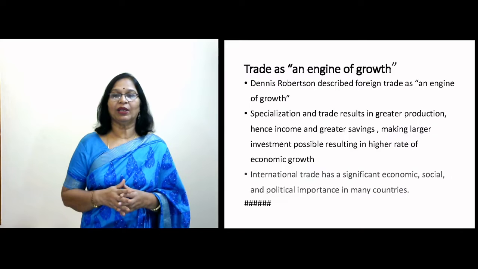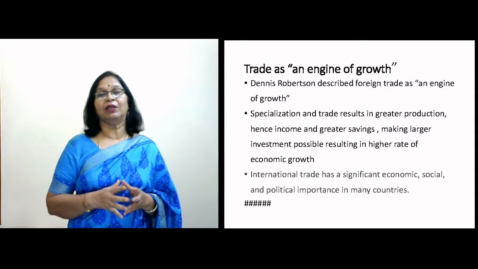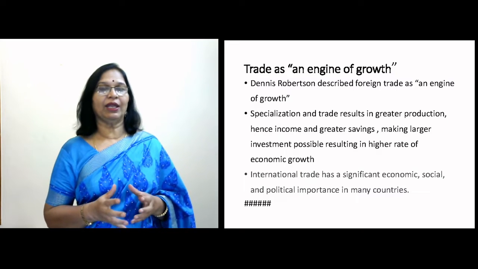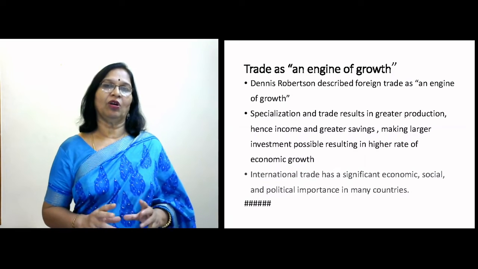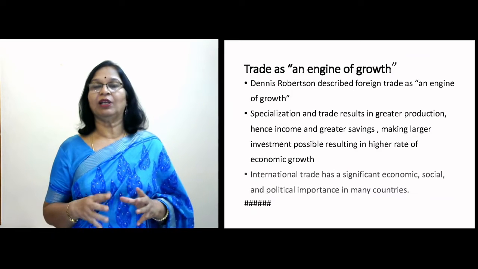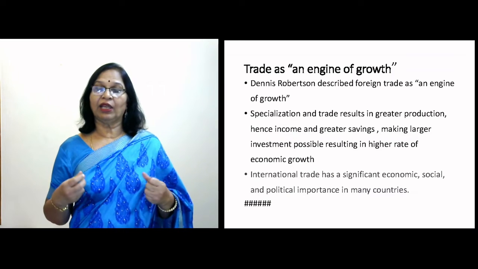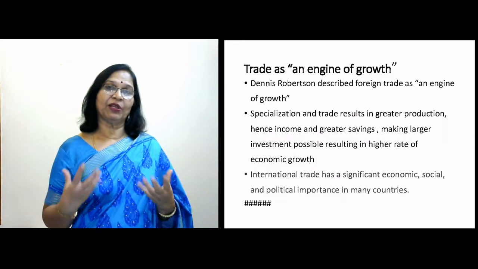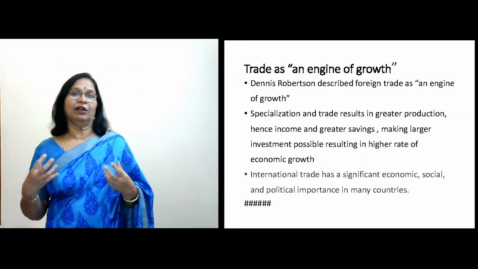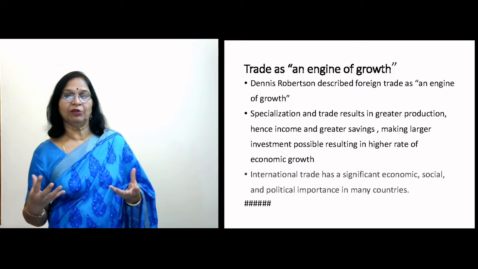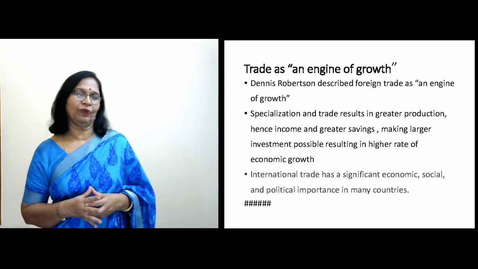And the last one is that of Dennis Robertson, which is a very famous quote and often asked as a question: trade as an engine of growth. Why is trade an engine of growth? Trade pushes the economy, trade carries the economy forward. The many things that I have just shared with you all result in larger production, specialization, skill development, investment, and saving, and with all of this, the rate of growth would also grow.